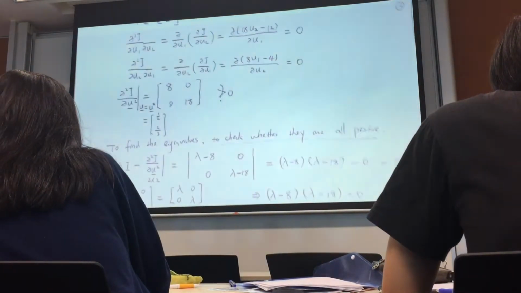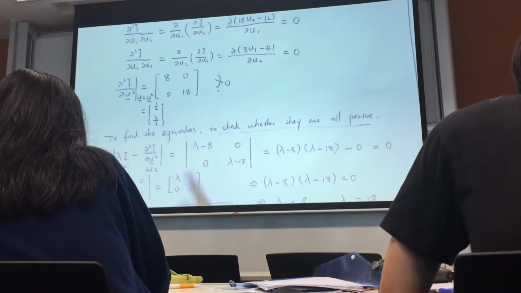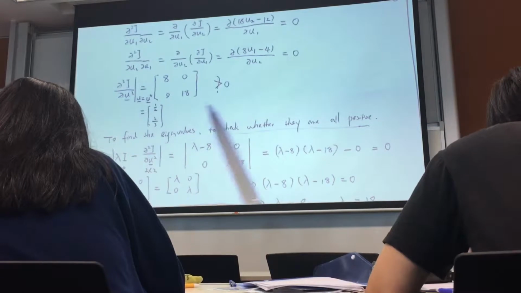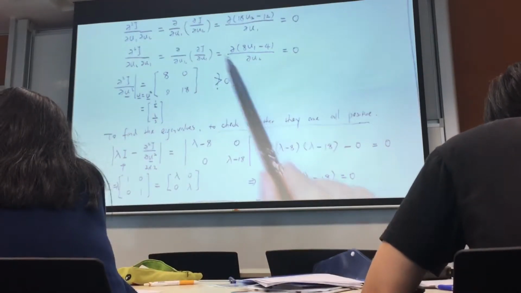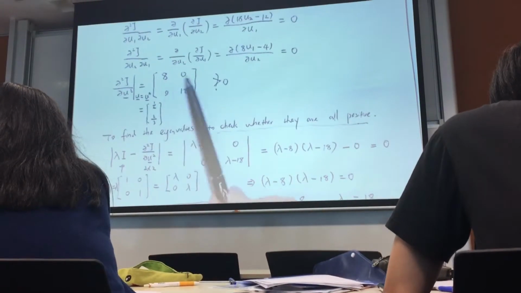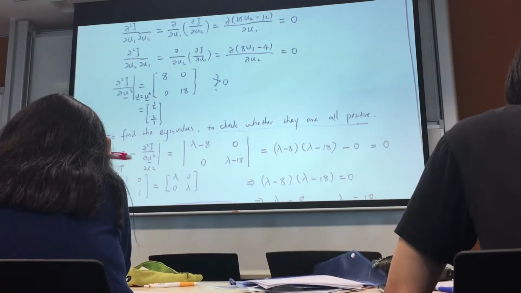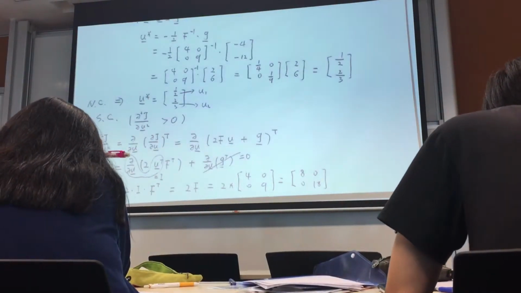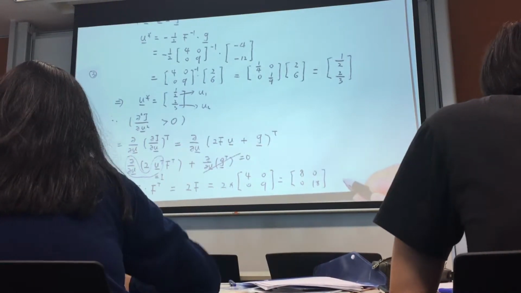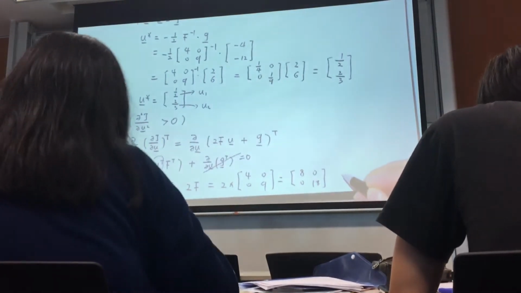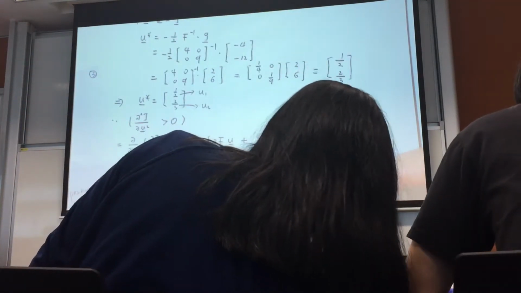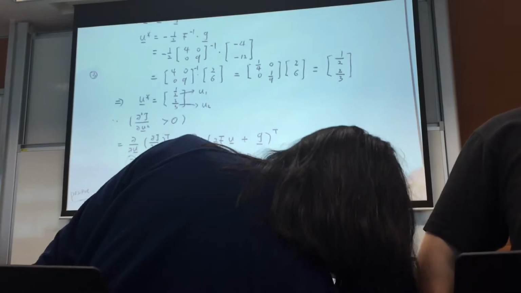So if we compare with our first method, we get exactly the same solution for the second derivative. So we got 8, 0, 0, 8. The following work will be the same. We need to justify whether this is positive definite or not.